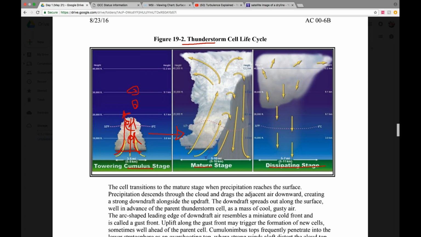As we hit the mature stage, the downdraft side, you can see, so we're still building, right? The storm's moving in this direction. Storm's still building, but the storm's not moving in that direction. It's moving in this direction.